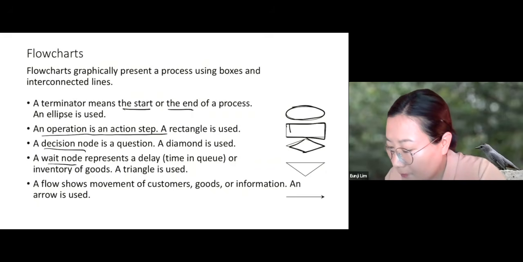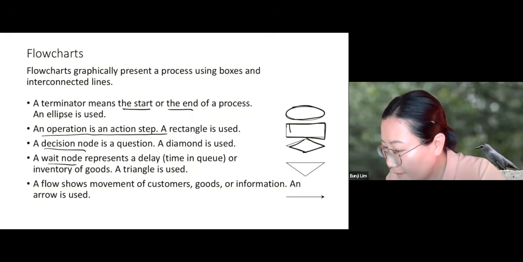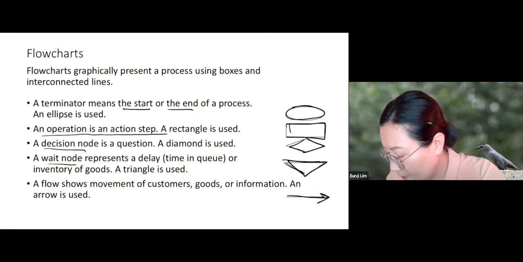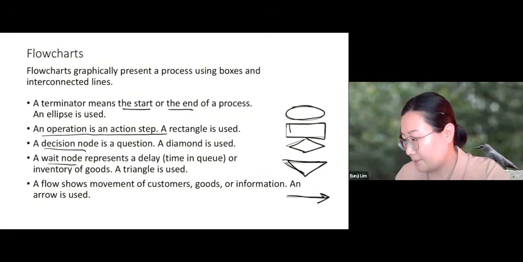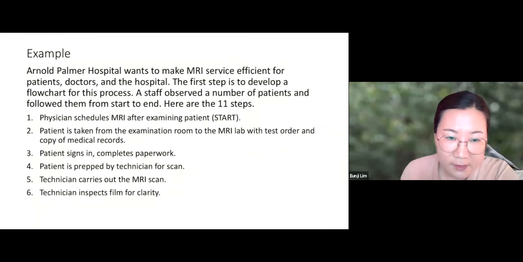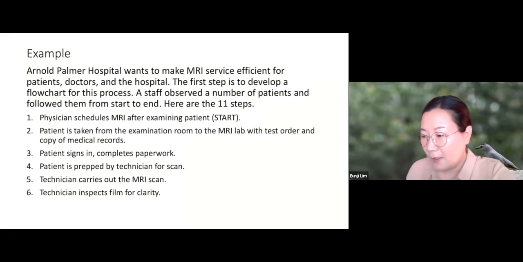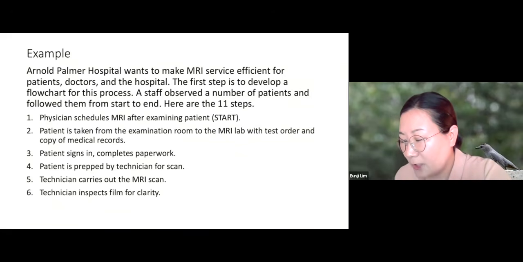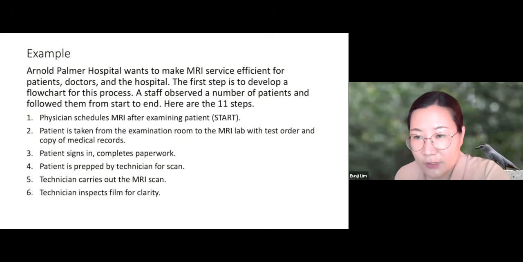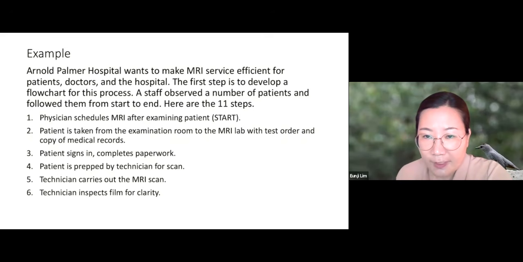A wait node represents a delay or inventory of goods. A triangle is used. A flow shows movement of customers, goods, or information. An arrow is used. Okay. So let's take an example and see how we can draw the flow chart. Arnold Palmer Hospital wants to make MRI service efficient for patients, doctors, and the hospital. The first step is to develop a flow chart for this process.